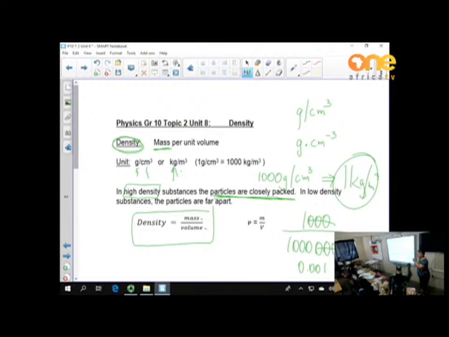Water. Listen to me. Water has a density of 1 gram per cubic centimeter. So if I have a cubic centimeter of water, I have 1 gram. But if I have a cubic meter of water, it has a mass of 1 ton. It's 1,000 kilograms. So that is equivalent. It is right. There's not a mistake.